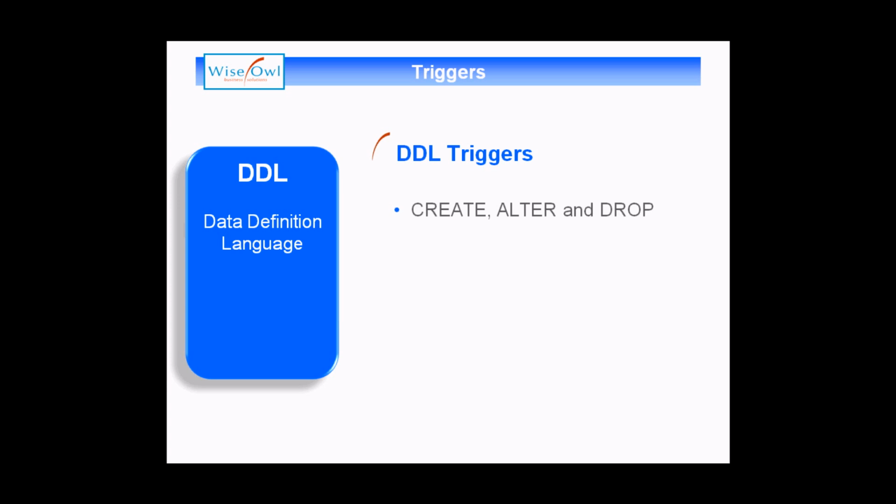You can create a DDL trigger so that it fires only in response to events on a single database, or you can make it so that the DDL trigger fires in response to events across an entire server. We're going to begin this video with a quick look at how to create a simple DDL trigger attached to the create table event in a database.